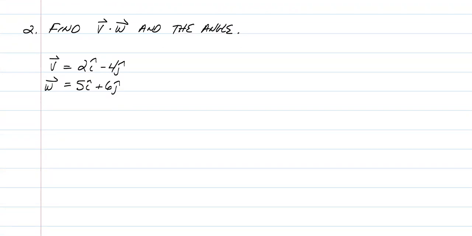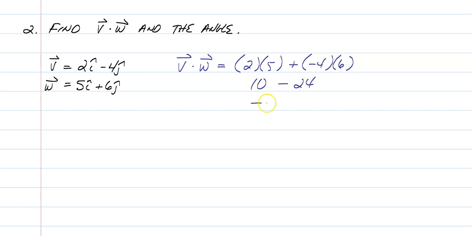So if we want to find the angle between vector v and vector w, the first thing you have to do is find the dot product. So v times w is going to be 2 times 5, plus your negative 4 times 6. That's going to give us 10 minus 24. So the dot product is negative 14.